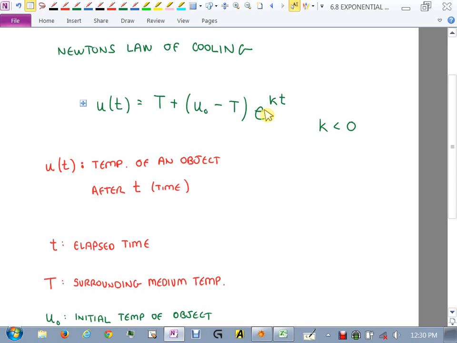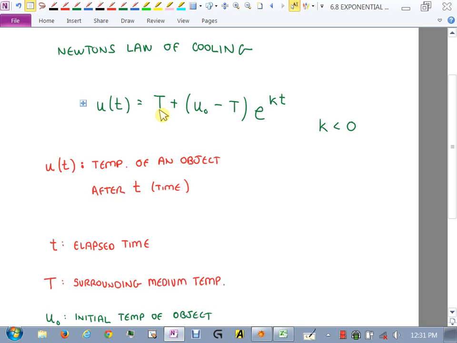This is probably a better way of looking at it. What does this function do as t gets larger? It goes to 0, doesn't it? So if this thing is getting closer to 0 as time goes on, then that's going to kill off everything here, right? Everything here. And the only thing left would be what? Capital T, which is the temperature of the room.